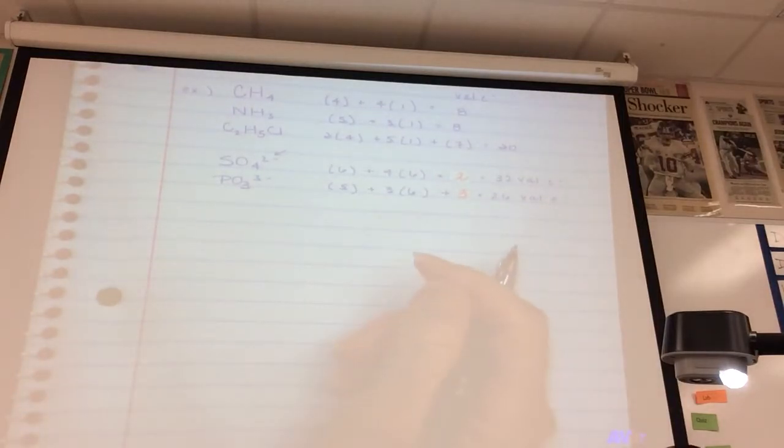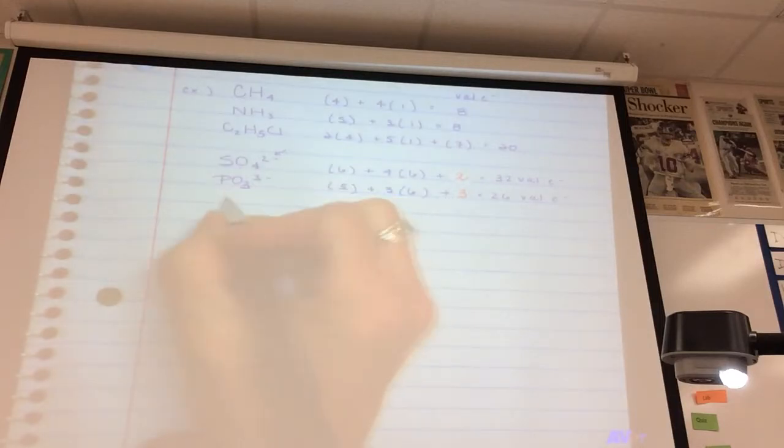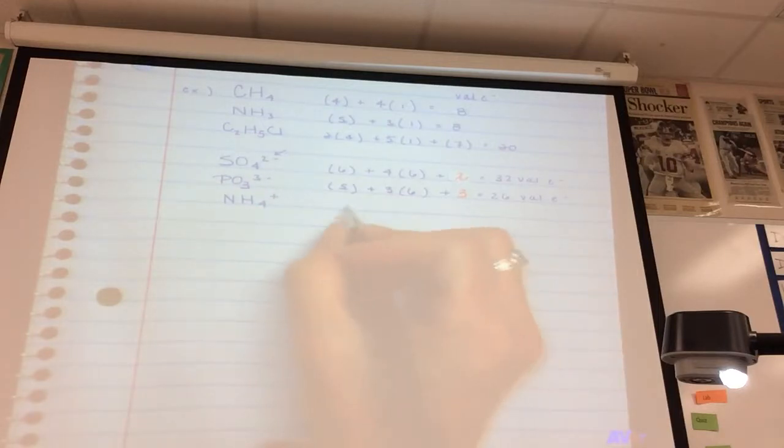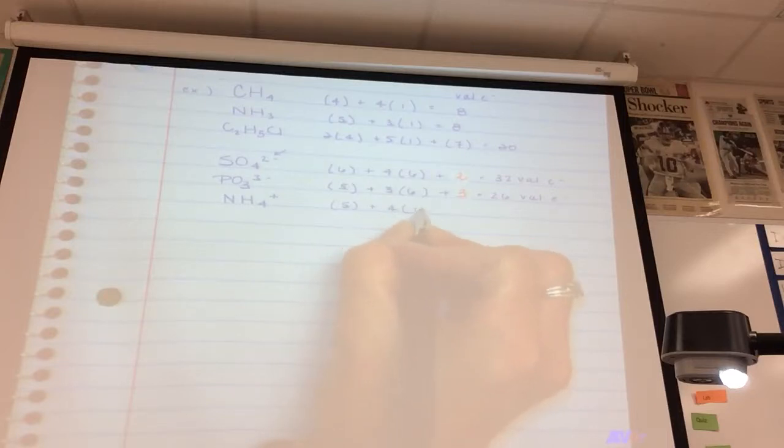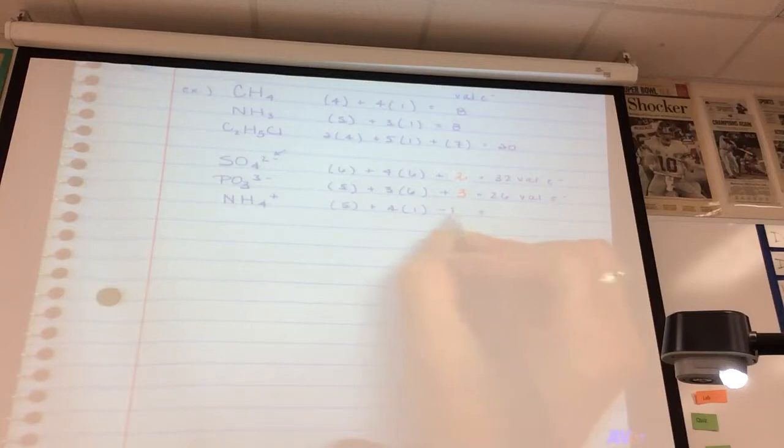This one's slightly different, but nothing that's going to blow you out of the water. Here's an ammonium ion. Nitrogen has 5 valence electrons, 4 H's each with 1, and now you will subtract 1. Exactly. So you have 9 minus 1 is 8.